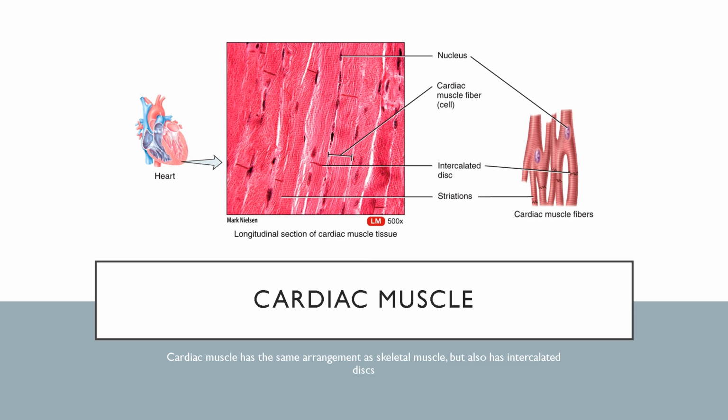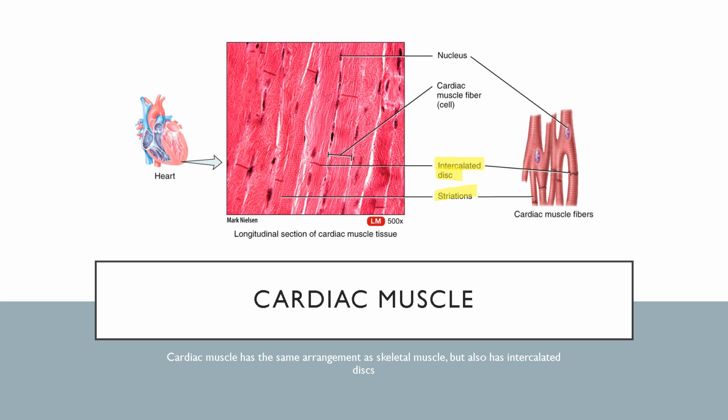Cardiac muscle tissue has the same arrangements of actin and myosin and the same bands that we've seen in skeletal muscle tissue, the same zones and Z discs that we've seen before. So we can see these striations still here in the cardiac muscle. However, there's also this other thing that's called intercalated discs. These are going to be very unique to cardiac muscle fibers.